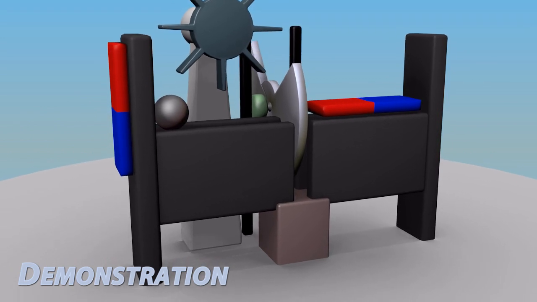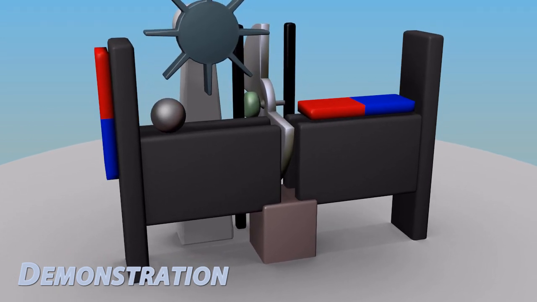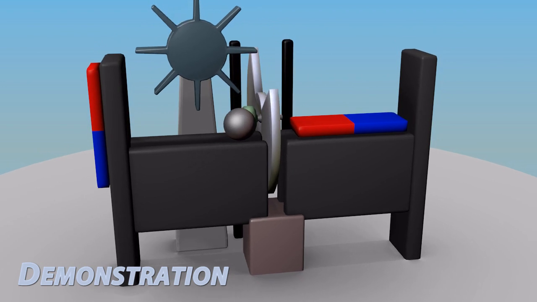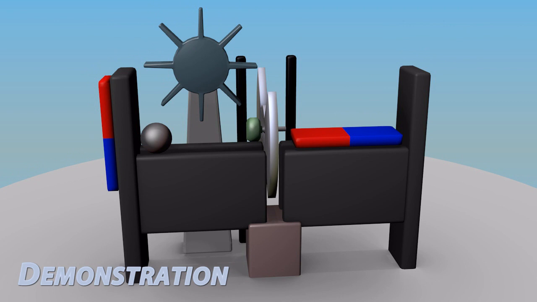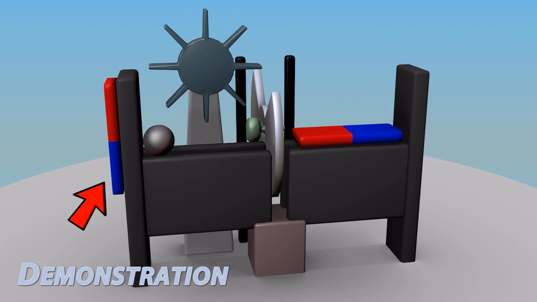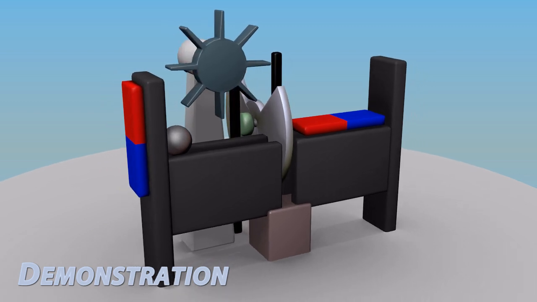So let's go over the demonstration. The shield moves out of the way, and the magnet attracts the metal ball. When the shield props back up, the magnetic field is blocked. The shielded magnet on the back attracts the ball, and the mechanism is reset. This is a simple concept.